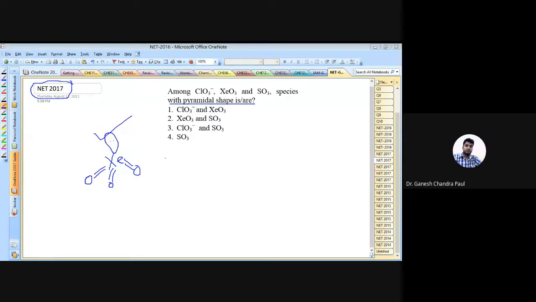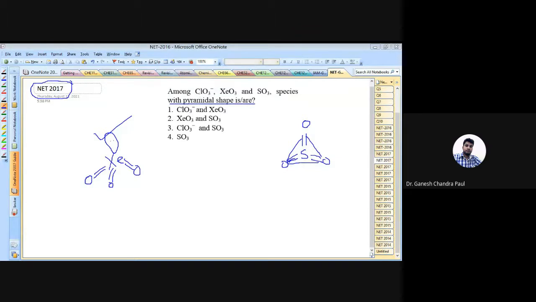On the other hand, if you look at the structure of sulfur trioxide, what is the structure of sulfur trioxide? This is the structure, right? Trigonal planar, and the central sulfur atom is sp2 hybridized. So it is not acceptable.